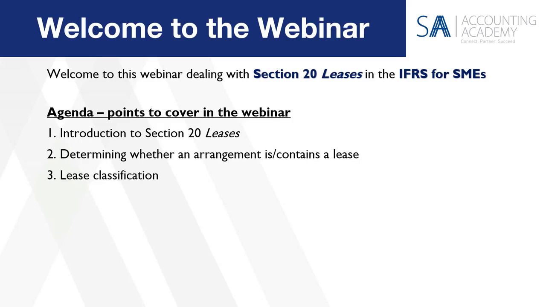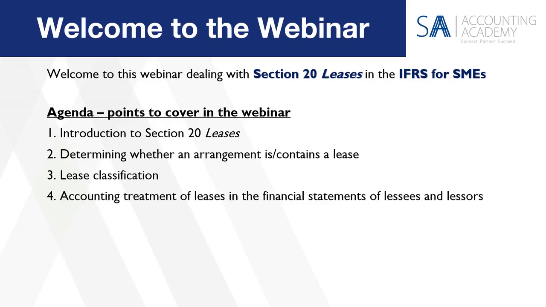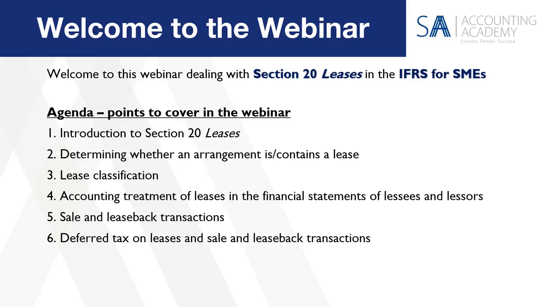How we then classify those arrangements or agreements that we see as leases after taking cognizance of point number 2, the accounting treatment of leases in the financial statements of both lessees and lessors. Just a quick recap on sale and leaseback transactions, because those are obviously transactions that don't occur very frequently. And then the deferred tax on leases, and also quickly sale and leaseback transactions.